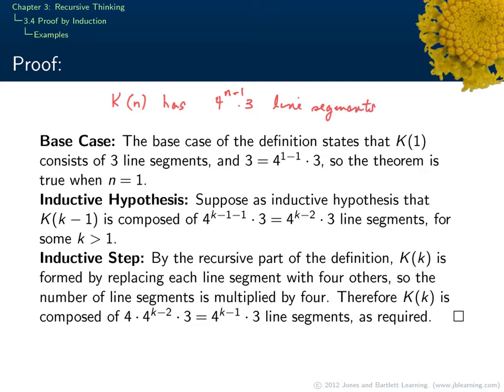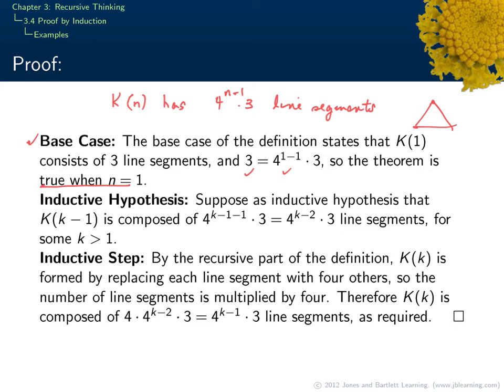Okay, so there's a base case and an induction step. So for the base case, we need to show that this statement is true when n equals 1. And indeed it is, right? Because in the first figure, K1, we get an equilateral triangle that has 3 sides. And when n equals 1, 4 to the 1 minus 1 times 3 is equal to 3. So the statement is indeed true when n equals 1.